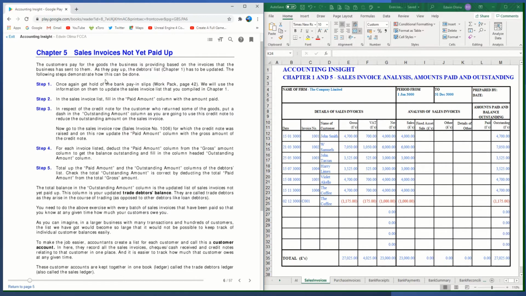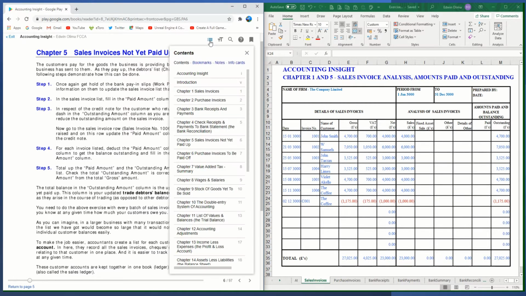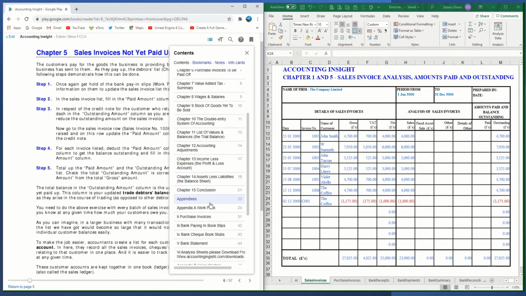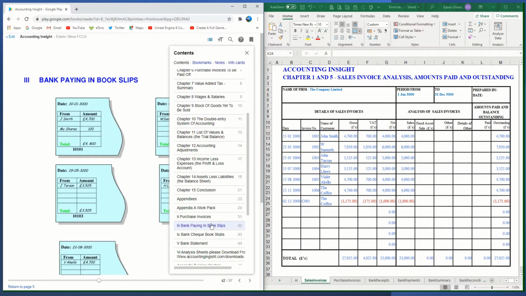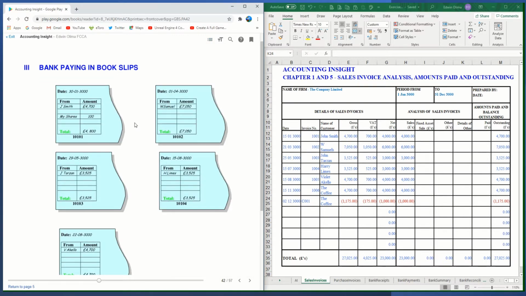Since we did the bank account in Chapter 3, you saw that some of the customers, quite a lot of them, had actually paid for their invoices. So we're going to go through those bank receipts and update our list of customer balances here. So let's go to the work pack and we're going to go to the paying in book slips, and we can see the details here of our customers paying in.